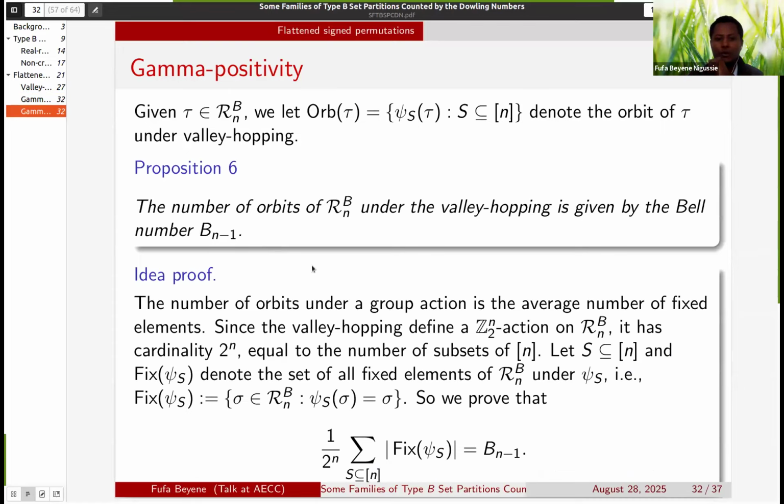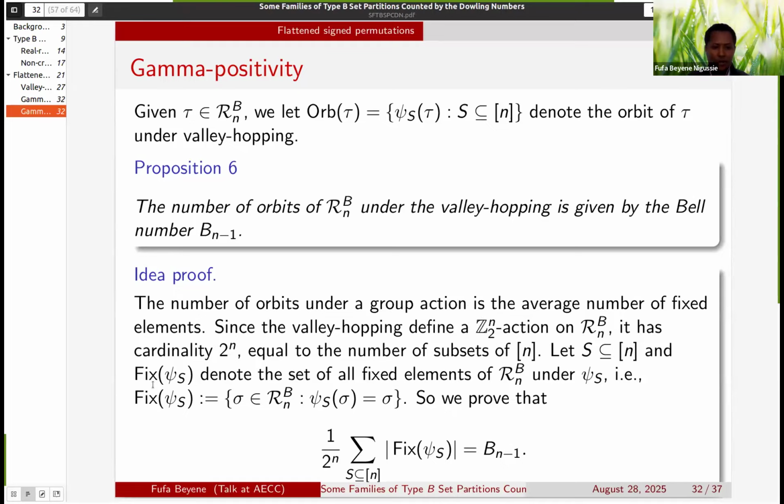The idea of the proof here is that we used the average number of fixed elements under this valley hopping, because the number of orbits is the same as the average number of fixed elements under the group action. Since the valley hopping defines a Z_2^n action on R_n^b, it has cardinality 2 to the power of n. We are considering any subset S of the set [n], so that is equal to the number of subsets, 2 to the power of n.